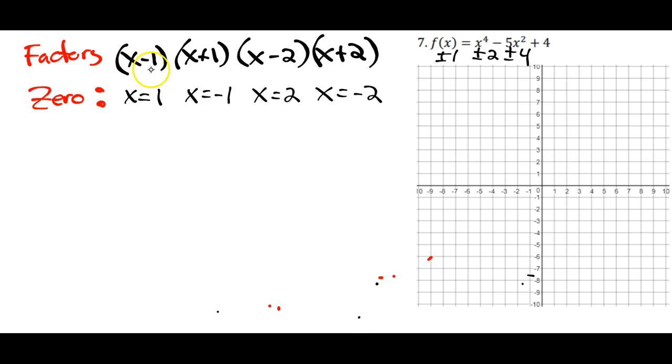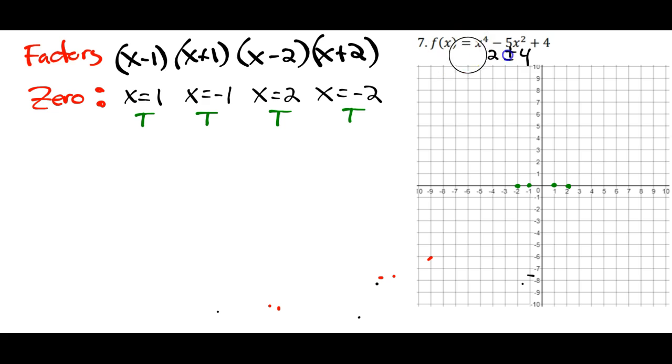Notice that each one of these is only listed once, so the multiplicity is odd for each one of them, because 1 is an odd number. That means at each 0, the graph is going to go through that 0, not bouncing on it. So you have 1, negative 1, 2, and negative 2. It's kind of hard to draw it, but we can make it work.